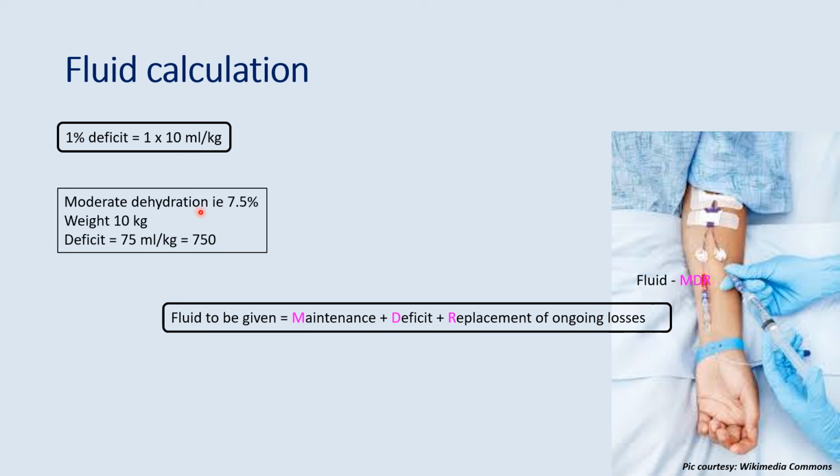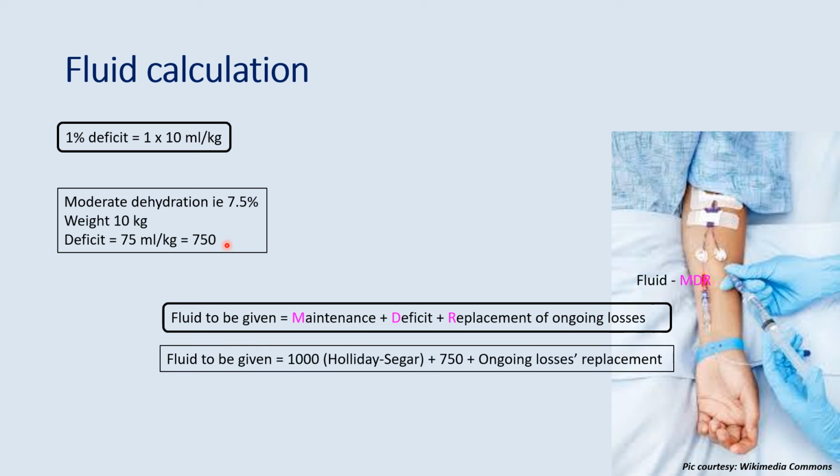Suppose there is moderate dehydration, that is 7.5%, and the weight of the child is 10 kg, then 7.5% is equal to 75 ml per kg, and into weight it will be 750 ml, which needs to be replaced in this child. So accordingly, if the child is presented in DKA, the fluid to be given is 1000 ml of maintenance fluid calculated as per the Holliday-Segar formula, and 750 ml of deficit correction, which we have calculated over here, and the ongoing losses need to be replaced. Of course, urinary losses don't need to be replaced, which I shall be discussing later.